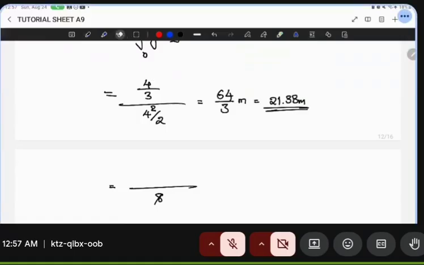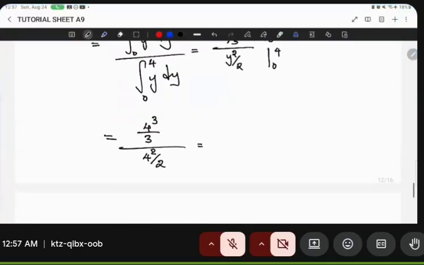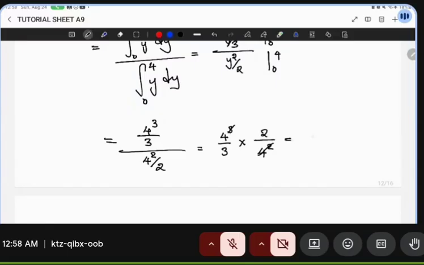This is 4 to the power 3. That's fine, because I had seen it as 4 to the power 5. 4 to the power 3, sorry. Now I will have 4 to the power 3 over 3 multiplying 2 over 4 to the power 2. So this will cancel with that, giving us 4 by 2 over 3.